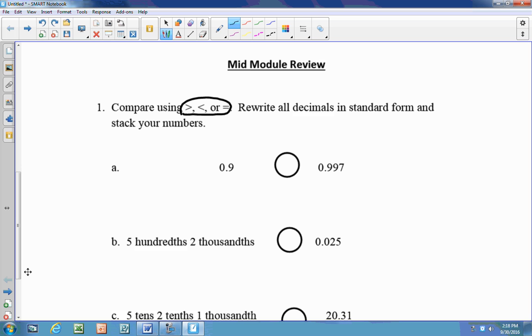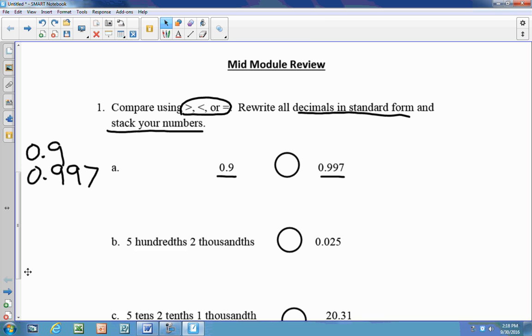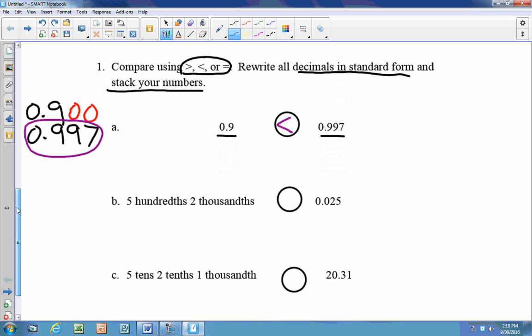We must rewrite all the decimals in standard form. That's another direction. And we must stack the numbers. So as we see right here, they're already in standard form. So I'm going to just stack my numbers. And when I stack my numbers, lining them up by their decimals, which is lining them up by their place values, I see that I have to add some zeros in to make these all have the same number of digits. When I do that, right away I can see that this one is larger. So I'm going to put in that 9/10 is less than 997 thousandths. So I'm going to look at the next problem.